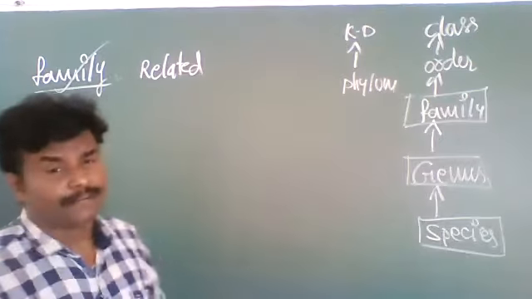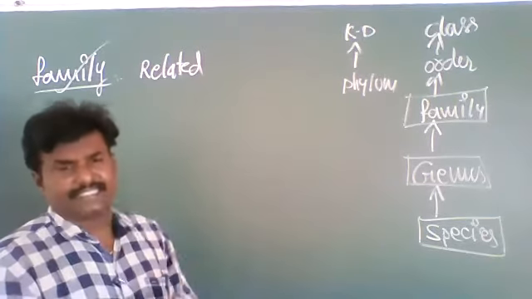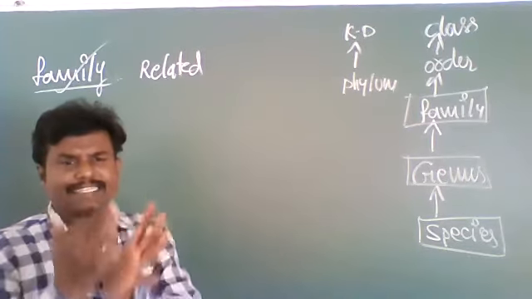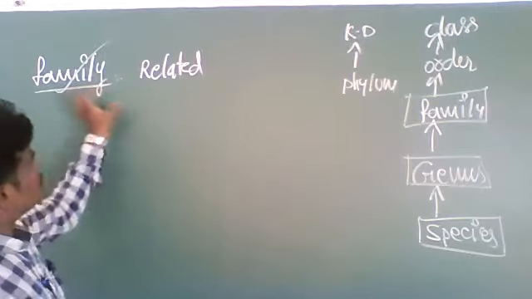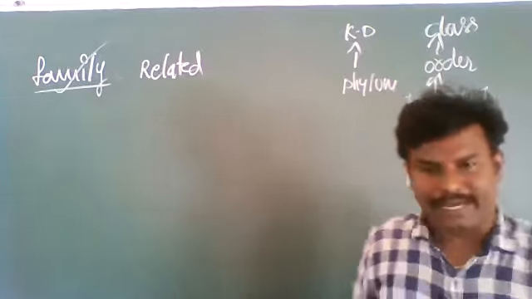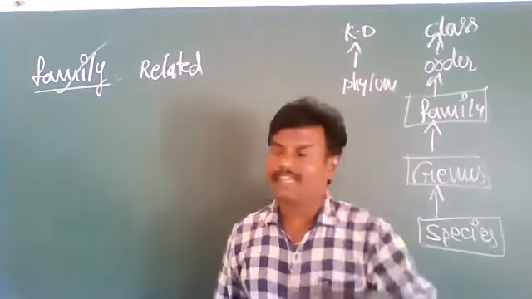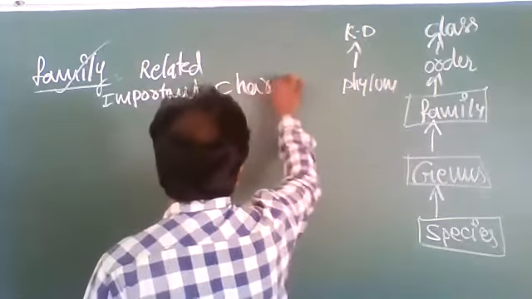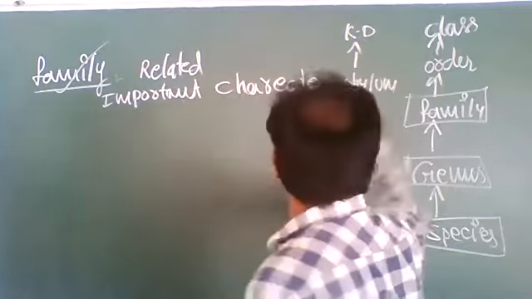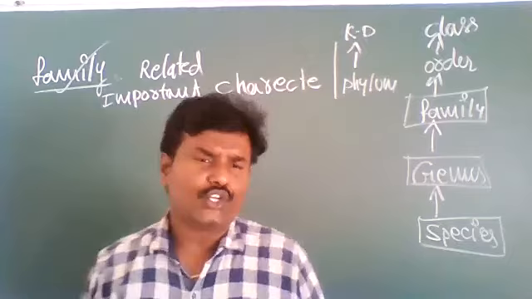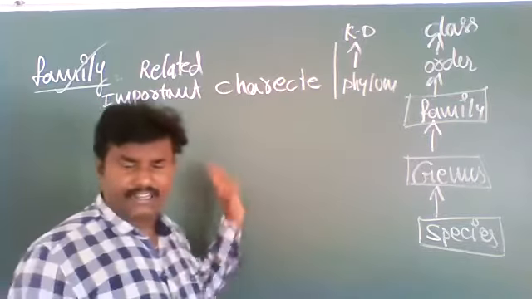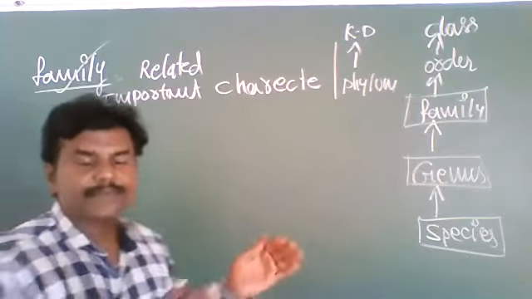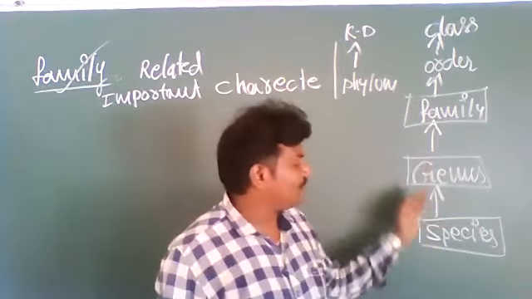These living organisms are separated from other organisms by important distinct differences. So these related organisms are separated from other organisms by important characteristic differences. Here, the number of similar characters in a family is comparatively less than in a genus and species.